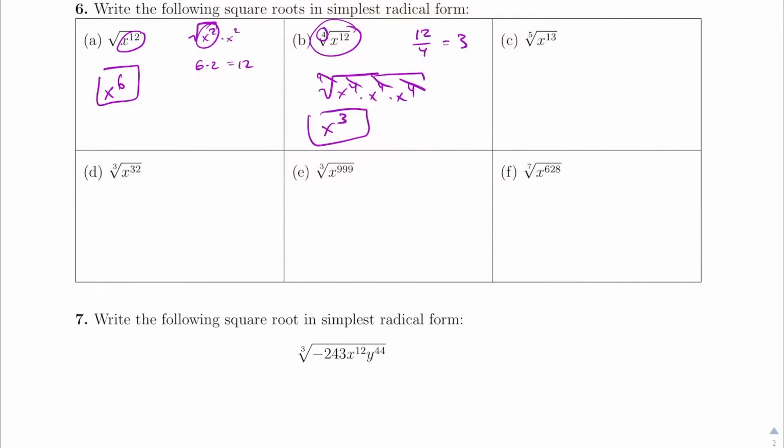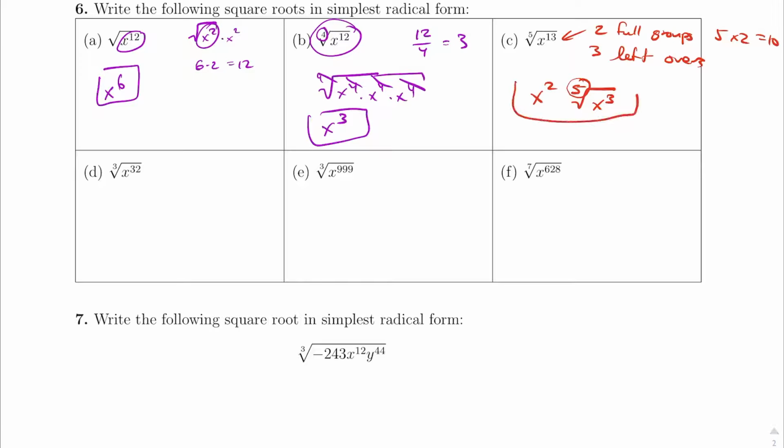For problem C here, we're wondering how many groups of 5 we can make. So it looks like we can make 2 full groups, because 5 times 2 is 10, but then we have 3 leftovers. So we get x squared, and then those leftover ones stay inside of the fifth root. Now what's important here is make sure you include the 5 from the fifth root. It does not change to a different root.